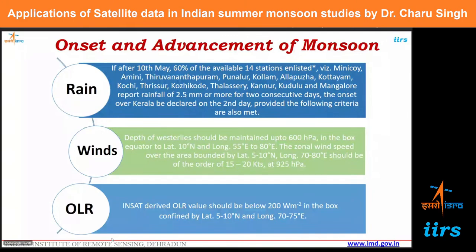So the monsoon rainfall is observed during the 4-month season, and there is a term which is known as the onset or the arrival of the monsoon, and further its advancement across the Indian subcontinent is defined based on 3 different parameters defined by Indian Meteorological Department. So how the Indian Meteorological Department defined the onset of the monsoon over Indian region? They use different stations, 14 stations like Minicoy, Amini, Thiruvananthapuram, Punalur, Kollam, Alappuzha, Kottayam, Kochi, Thrissur, Kozhikode, Thalassery, Kannur, Kudulu, and Mangalore.